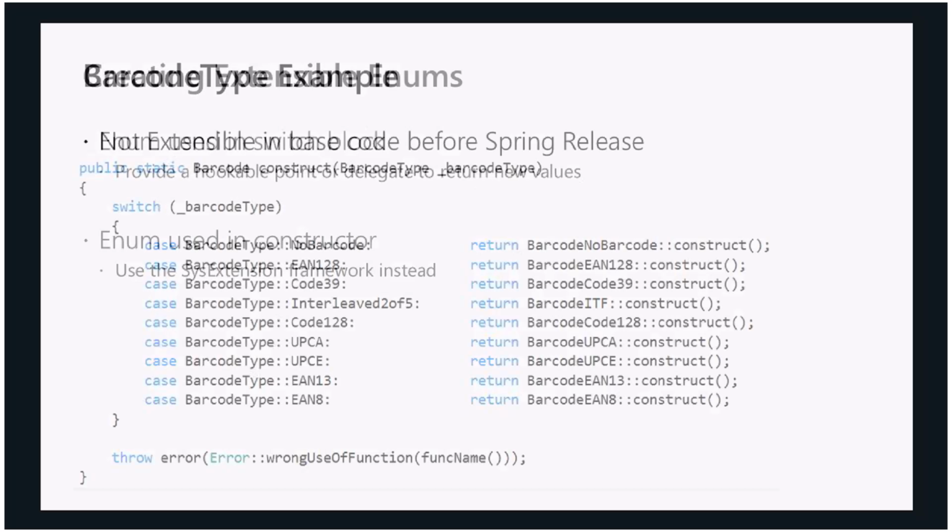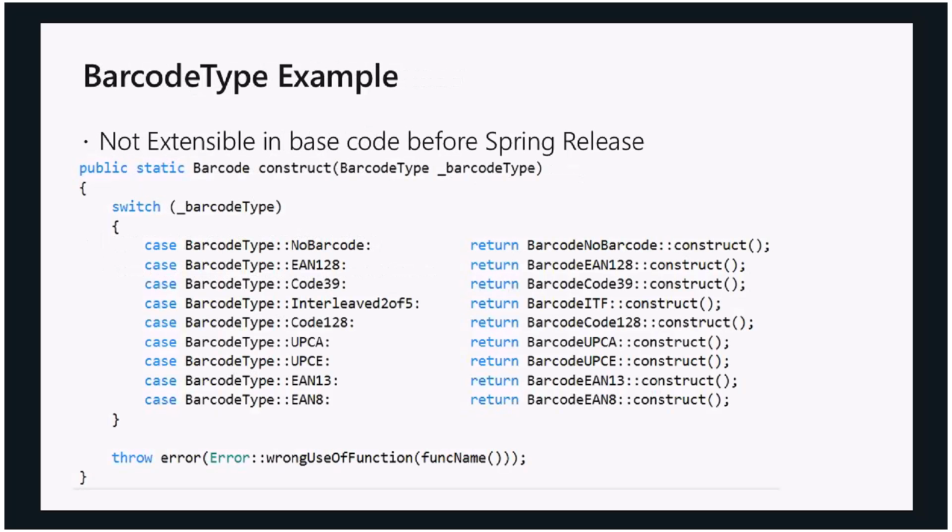So here's a specific example from the product team. Prior to the previous spring release, the BarcodeType enum was not extensible. When the product team wanted to switch this flag, they found this construct method utilizing a fixed set of enums with an error message thrown if the correct enum was not found. Now clearly, this enum cannot be marked as extensible.